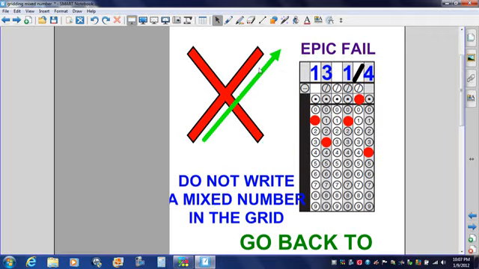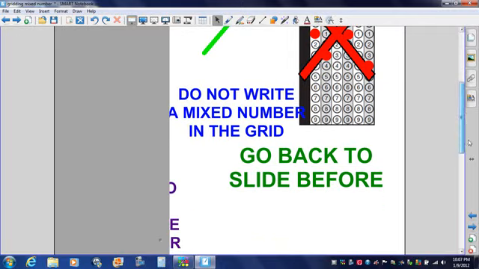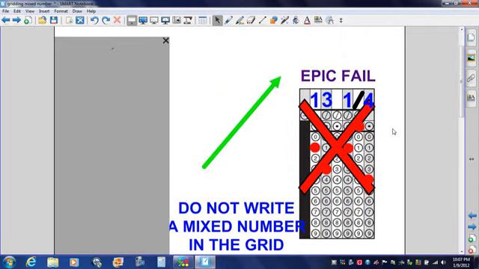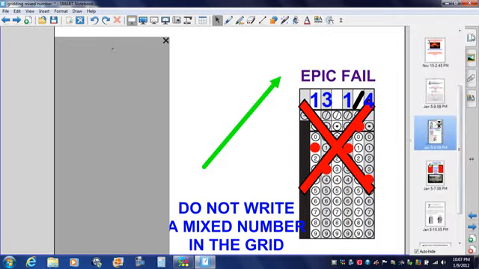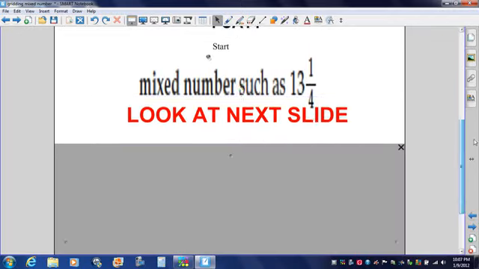The reason why it's incorrect, guys, and I don't want you to do that on the FCAT, is we're not going to write the mixed number in the grid. So now the question becomes, if we don't put the mixed number in the grid, how do we do it? It's too bad you didn't ask sooner. Could have been plus 10 for the class.